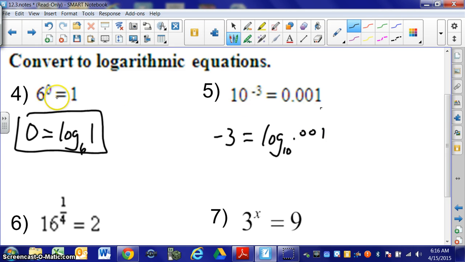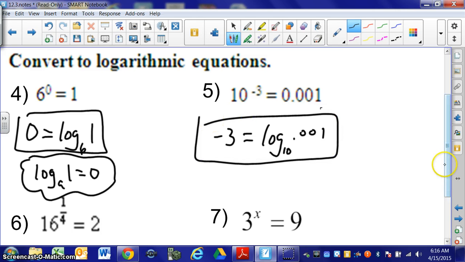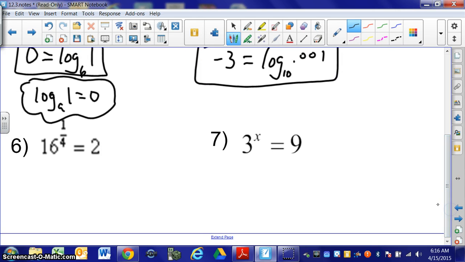By the way, were these true statements to begin with? Number 4, 6 to the 0, yeah, that is true. This is true also. Log base 6 of 1 is 0. As a matter of fact, log base anything of 1 is 0. See if you can figure out why, no matter what that base is. Is this true over here on number 5? Log base 10 of 0.001, yeah, it is, because 10 to the negative 3 is 1/1000th. Alright, so we're creating true statements here, which sometimes helps us solve it.